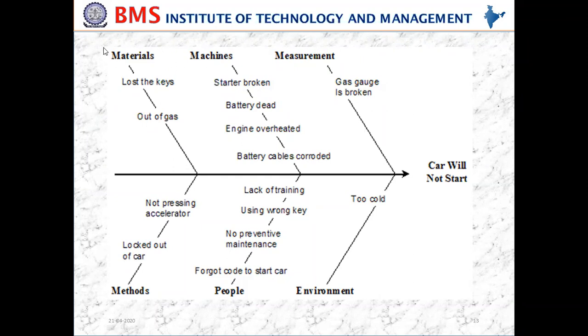This may be because of the materials. Materials, in the sense that you may not have the key, or you may not have the petrol. Then machines, measurement, environment, people, and methods. So these are the 6 major categories which you have broadly given for this effect. What is the effect? The car will not start. The car is not starting at all. So what are the causes?